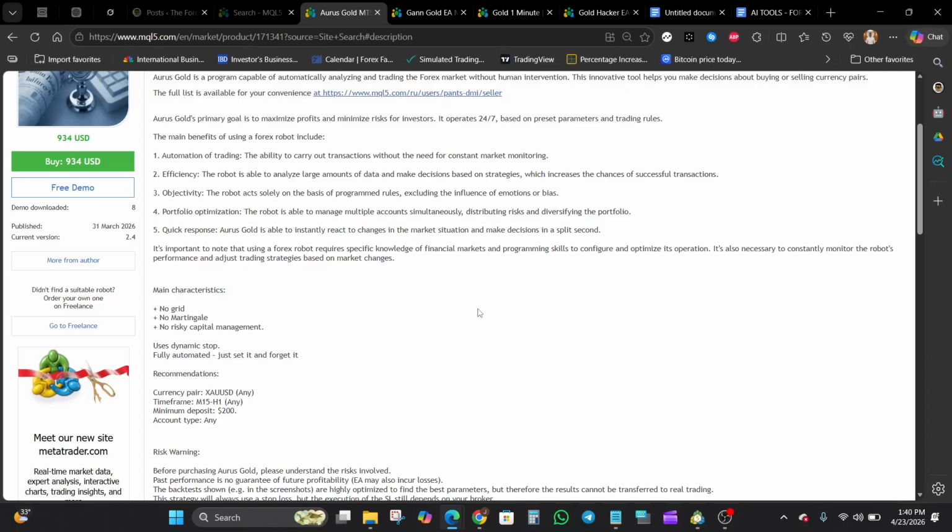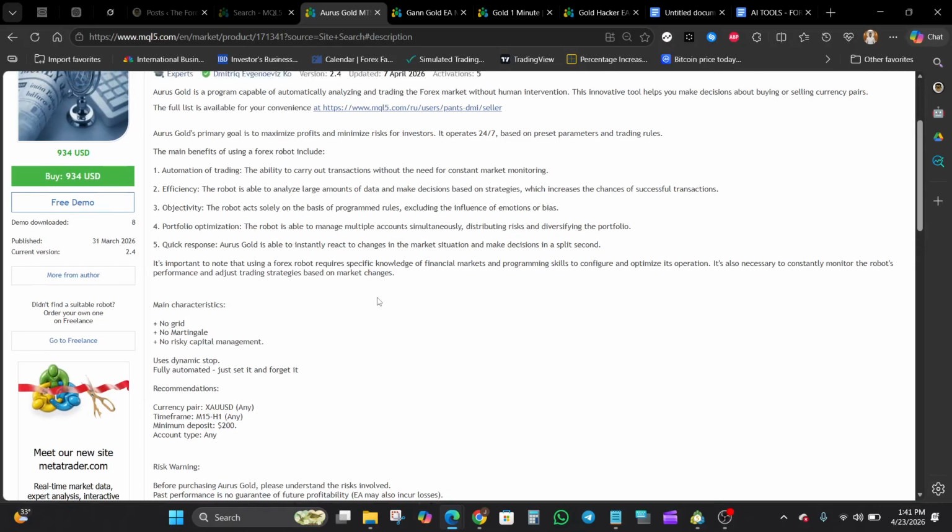Now, they emphasize automation, speed, and decision making based strictly on programmed rules, which is standard. But what stands out more is what the EA claims it does not use: no greed, no martingale, no risky capital management. That's actually important because a lot of gold EAs rely heavily on those high risk techniques. Now, let's break down how this EA is structured and what that really means in practice.